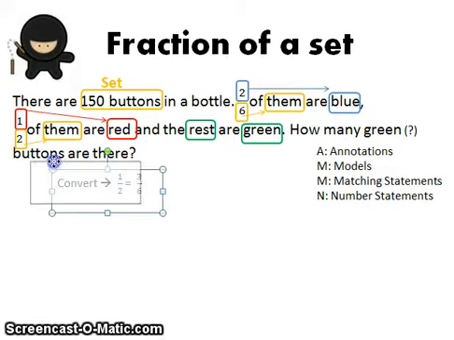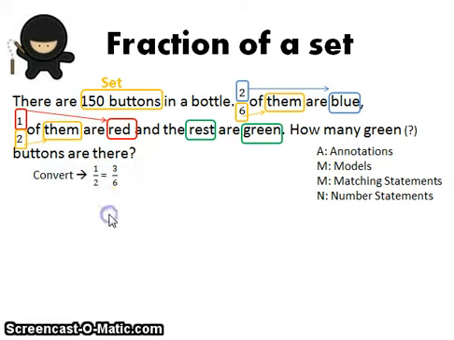And this refers to the number of units of the red buttons. 3 units out of 6 units are red, right? So now let's take a look at this. Before we start drawing our model, we have to ask ourselves, how many units are there for the set? 6. Why is that so? Because when we take a look at a fraction of a set, we look at the denominator. The denominator is 6, and we know that the denominator refers to the number of units of the set.